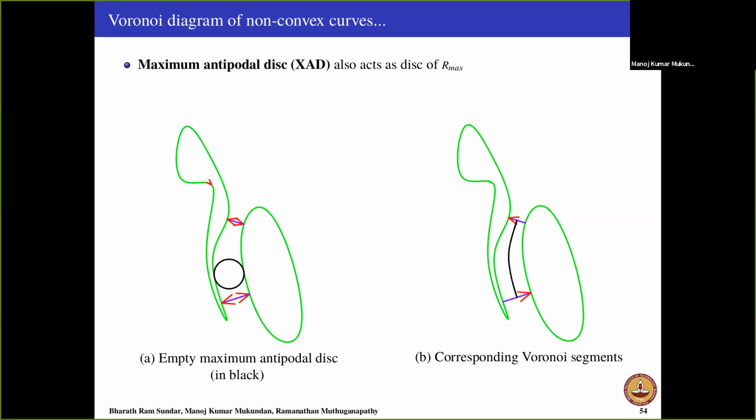For non-convex curves, there are touching disks which are locally maximum, called the maximum antipodal disk. XCD also acts as a disk of Rmax for a Bernoulli segment, as shown here. Though the center of XCD is not a branch point, it marks the end of a Bernoulli segment, as shown here. Emptiness of XCD is also checked in the case of non-convex curves.